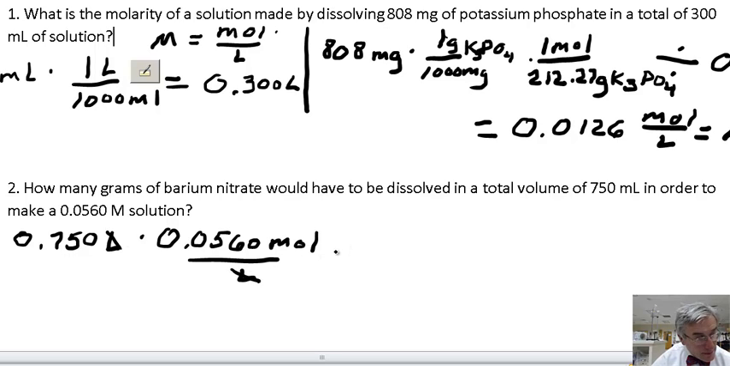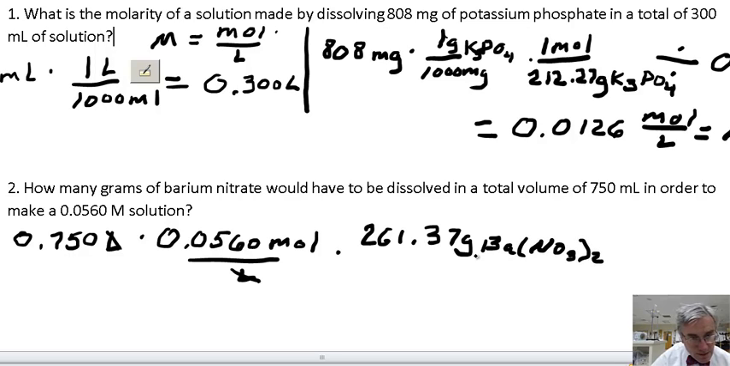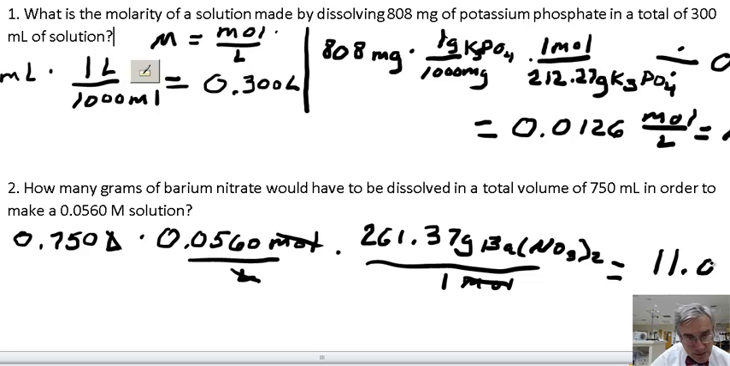That's going to give me the number of moles of barium nitrate that I need. So now I just need to multiply by the molar mass of barium nitrate to get my answer. The molar mass is 261.37 grams of Ba(NO3)2 for 1 mole. So now the moles cancel out, and I'll be left with just grams, which is what I want. My answer is going to be right at 11.0 grams of barium nitrate.